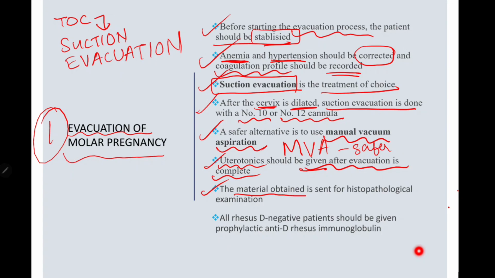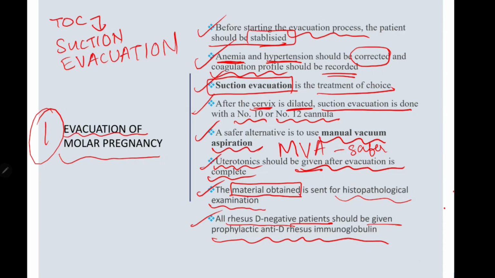The material obtained from the suction evacuation should be sent for histopathological examination. And all rhesus D negative patients should be given prophylactic anti-D rhesus immunoglobulin.